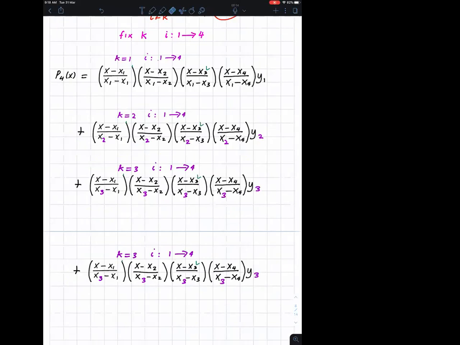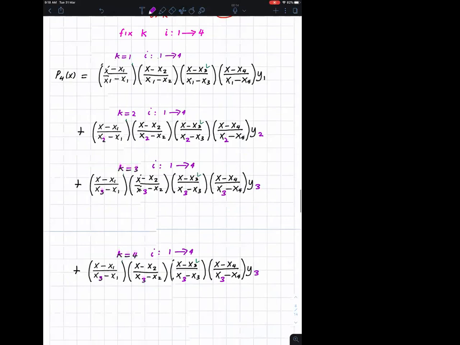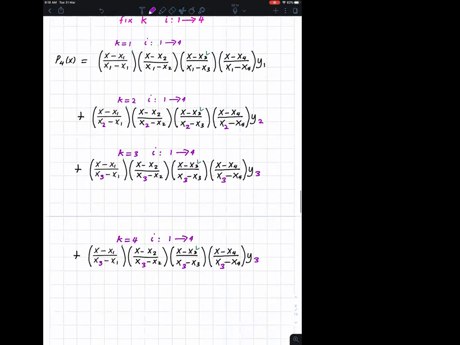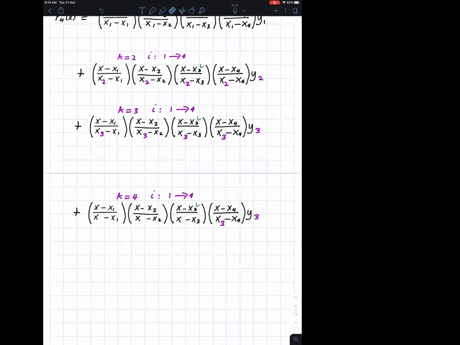For the next case, k will be 4. Case 4. Now we change all the subscripts to 4.